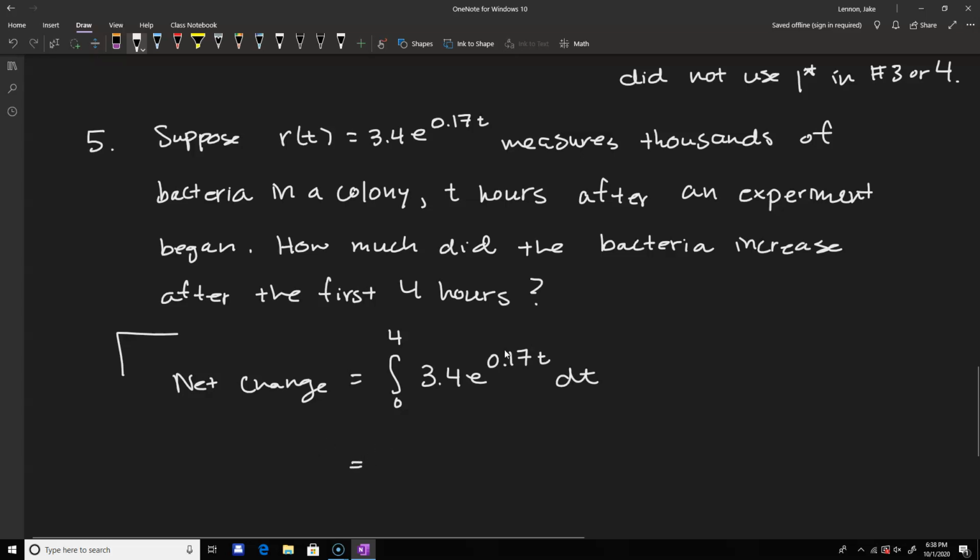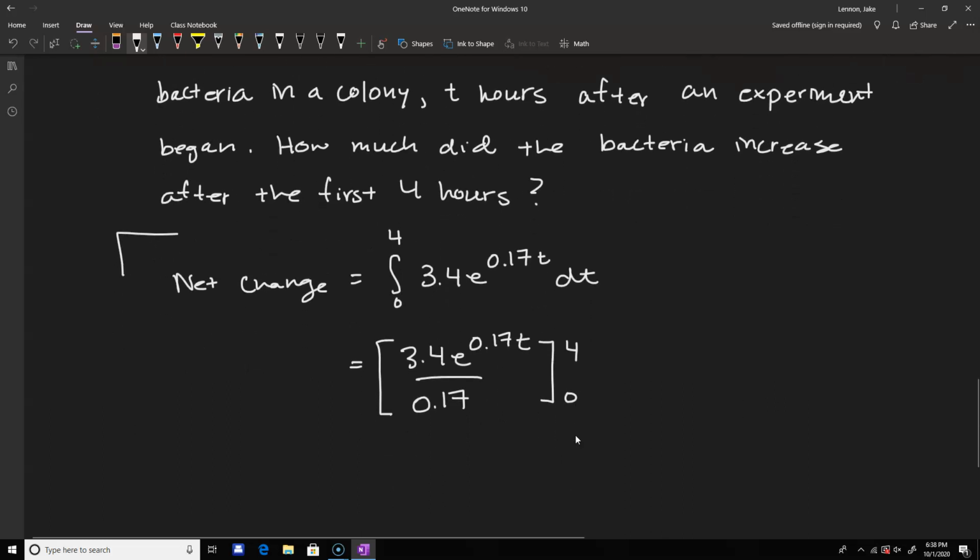So here we're going to use 1 star that we talked about above. Basically, 3.4 times e to the 0.17t divided by 0.17 is the antiderivative. This is a definite integral, so we don't need a plus C. We just need to plug in the numbers and subtract them. It actually turns out that 3.4 divided by 0.17 is 20. So this is really 20e to the 0.17t from 0 to 4.